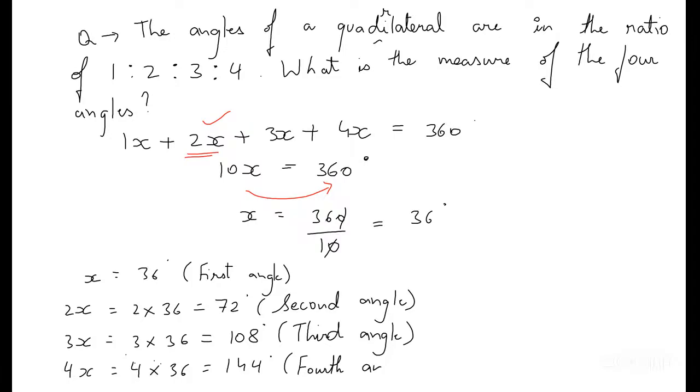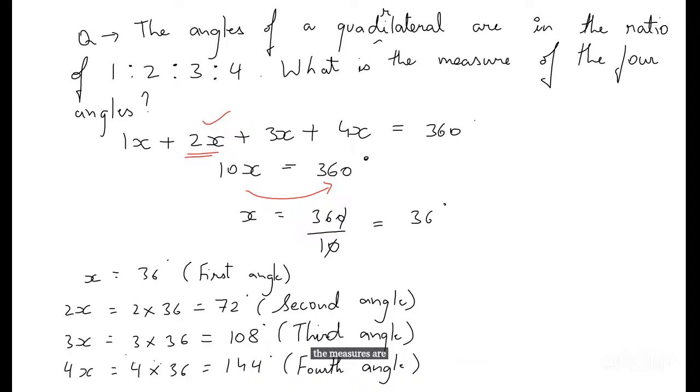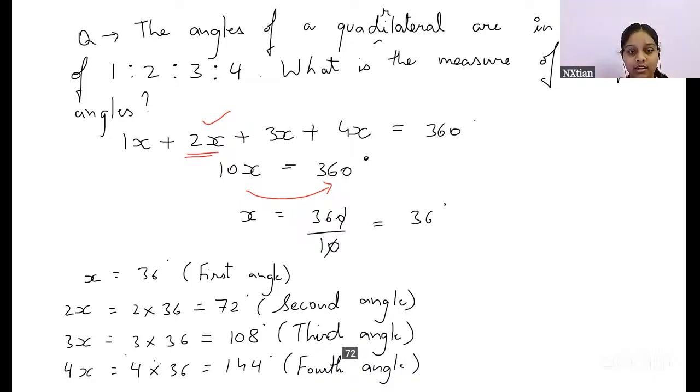So we have to find the angles in the ratio of 1 is to 2 is to 3 is to 4. The measures are 36 degrees, 72 degrees, 108 degrees, and 144 degrees. Okay. Hope now it's clear to you. Abraham, Zara, any doubts? No, it makes sense. Okay.